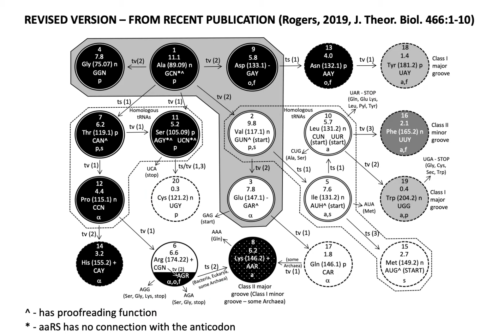For example, codons for valine, leucine, and isoleucine, as well as methionine, act as start codons in some systems. And there's also a rare GAG start codon that is a variant of a glutamate codon. Also, in several places, you can see stop codons. The common ones are UAA, UAG, and UGA over on the right-hand side.